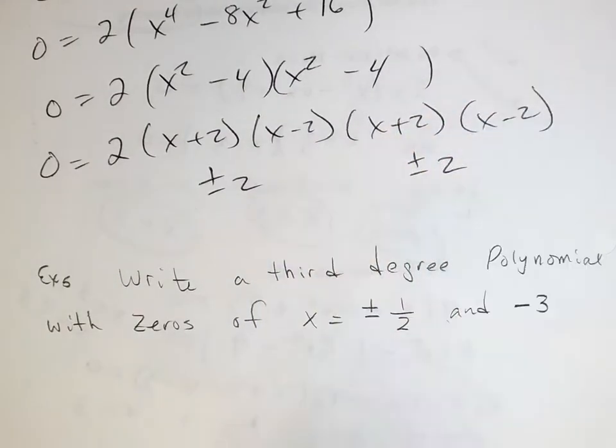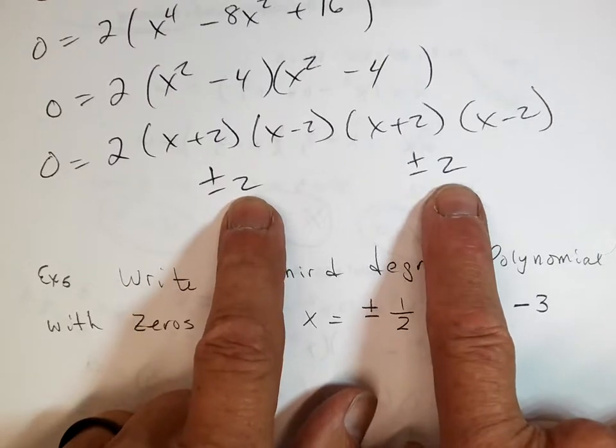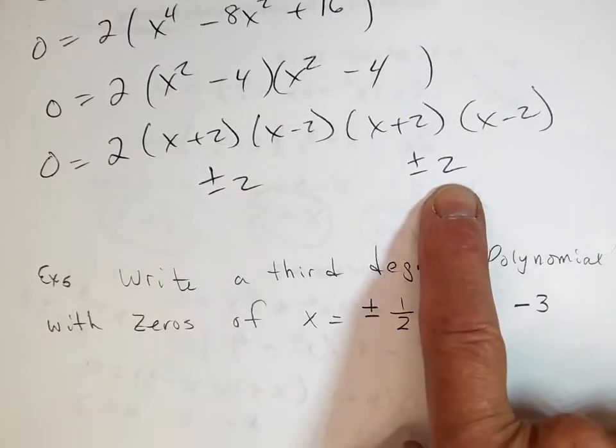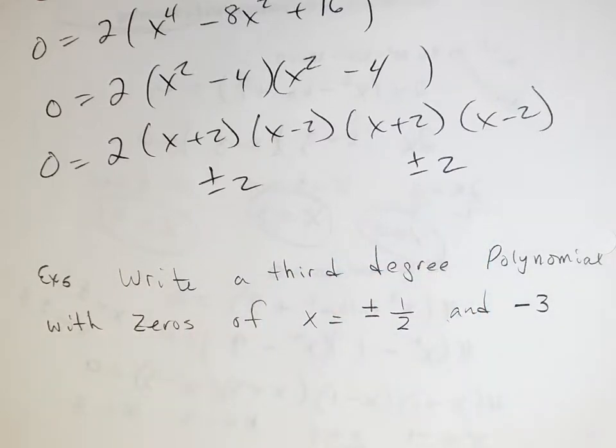Now you might say that that's really only 2 answers, but the 2 happens twice, and the negative 2 happens twice. So it really is 4 answers. Last but not least.